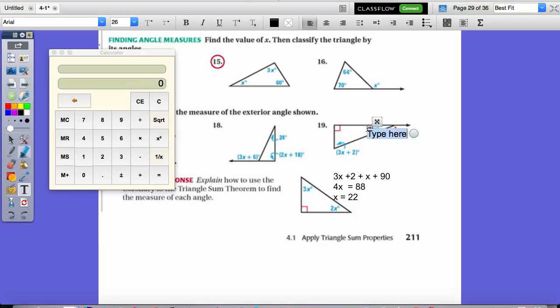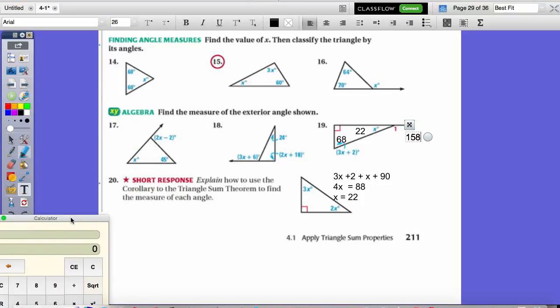Okay, so if x equals 22, 3 times x, 22 times 3 is 66, plus 2 is 68. 68 plus 22 plus 90 is 180. And x and angle 1 are a linear pair, so 180 minus 22 is 158. Okay?